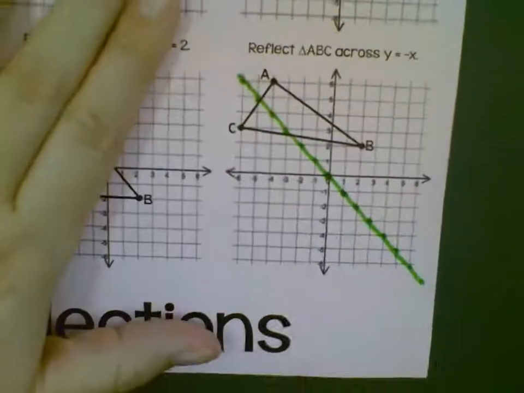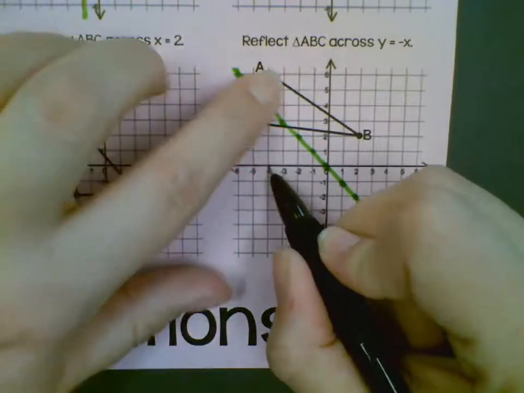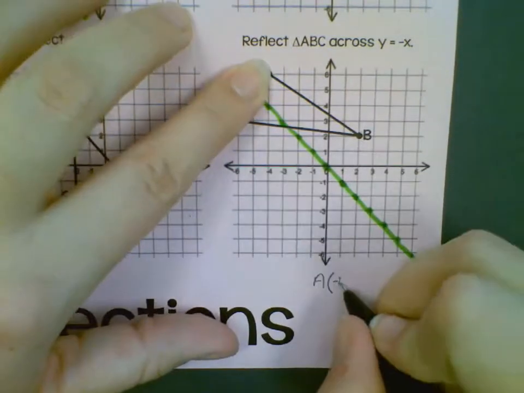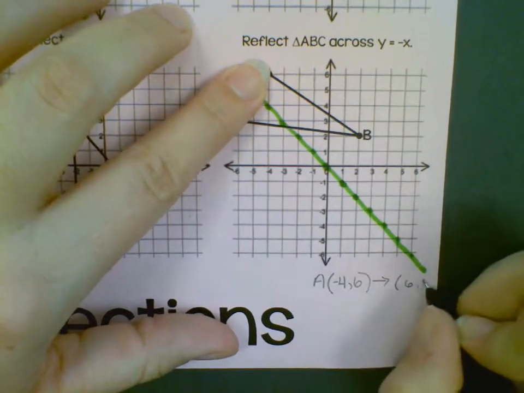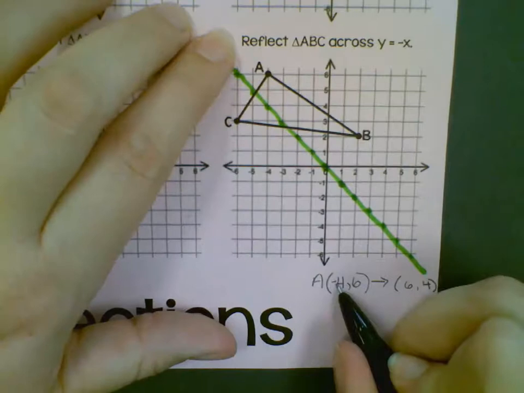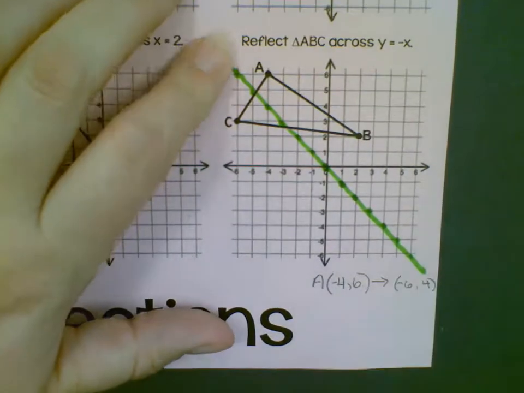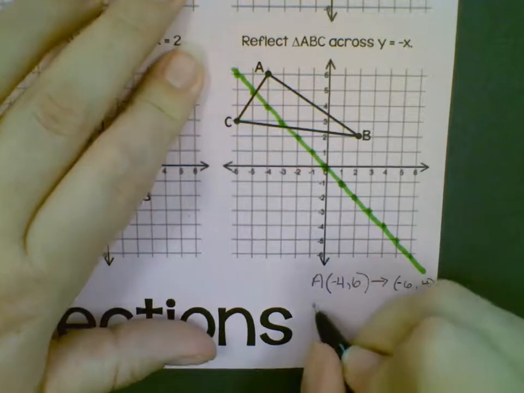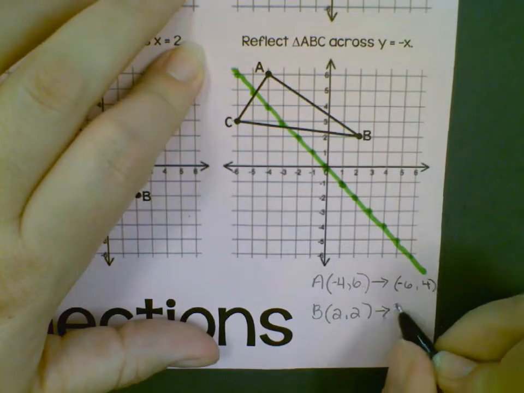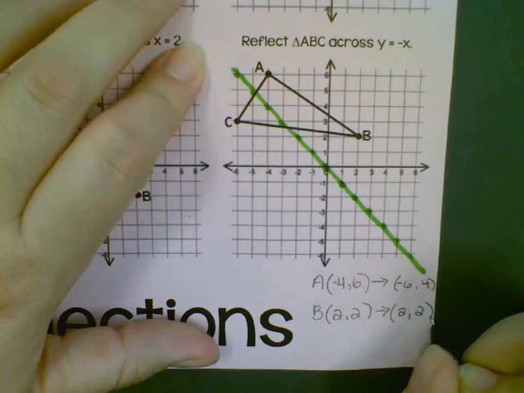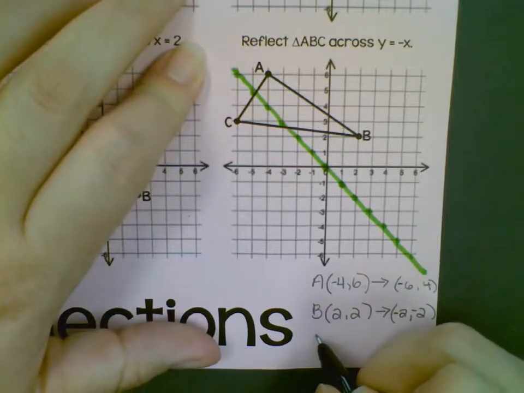So let's find our points. First we have A, and A is at -4, 6. So for our next one, we switch them and change the sign. So the -4 will become positive and the 6 will become negative. B is at 2, 2. So I switch them and make them the opposite signs. So they both become negative this time.